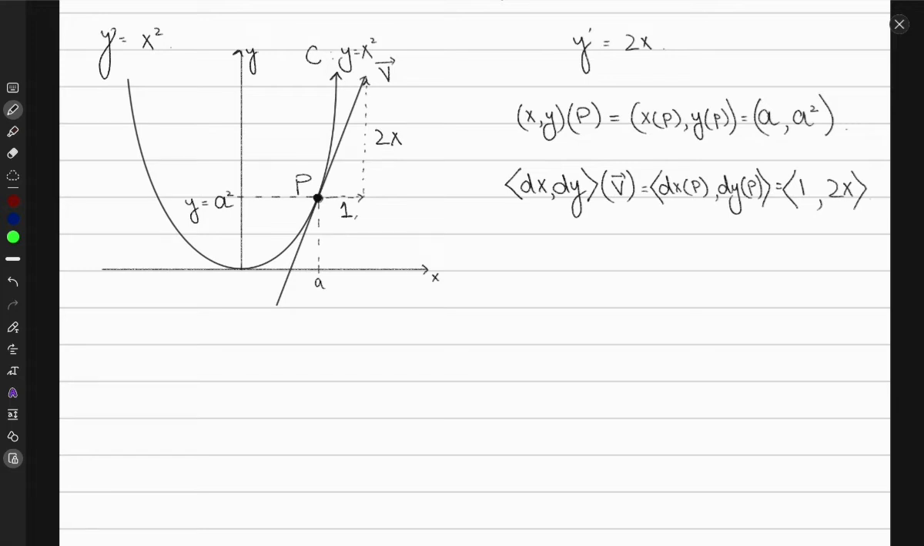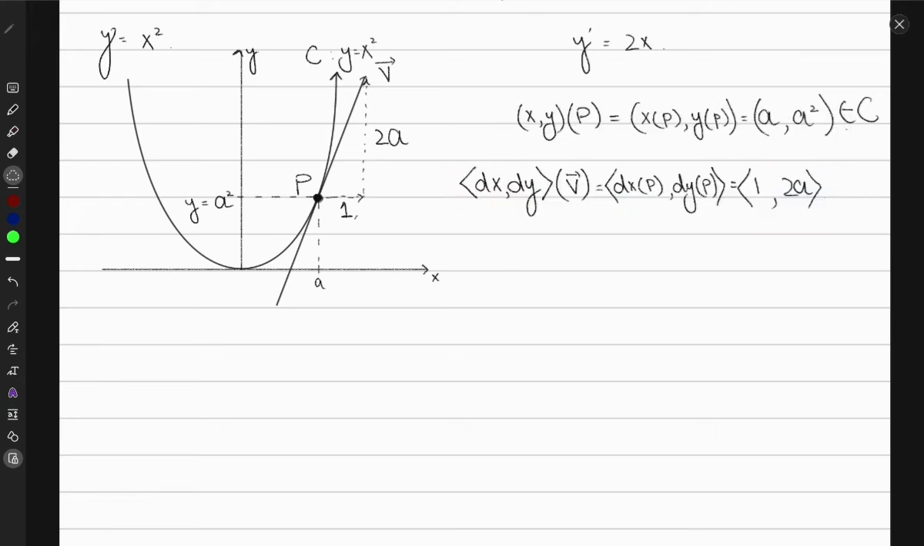All right. Now, instead of calling it x, we'll call it a, right? Because x at point P is just a. So we'll call it 2a. Okay, perfect. Now, we know that this coordinate xy belongs to the curve C, while this coordinate system is defined for the tangent space TP at C.